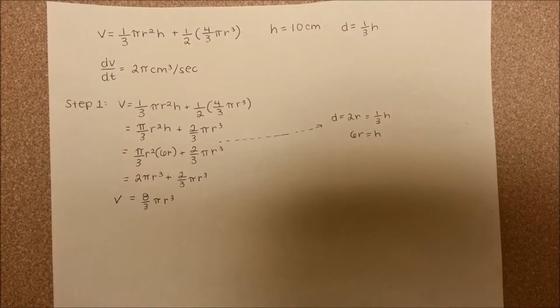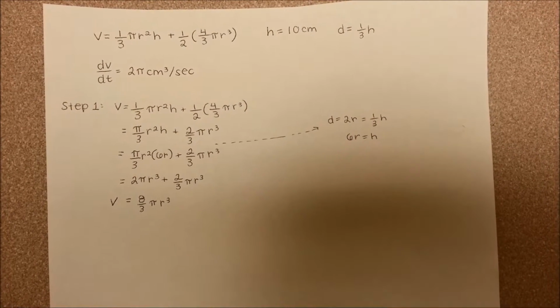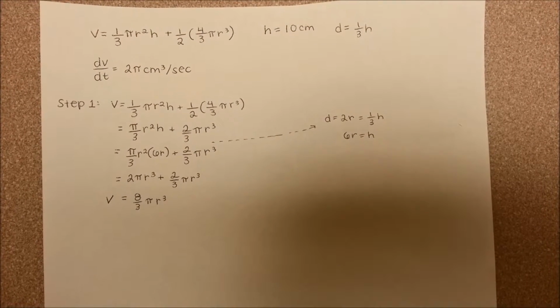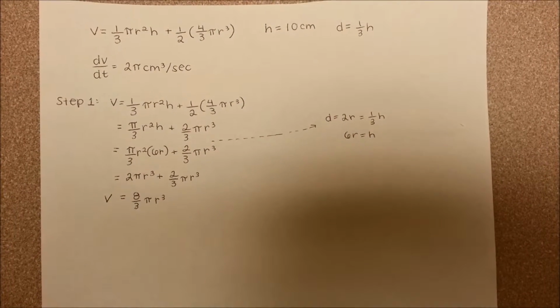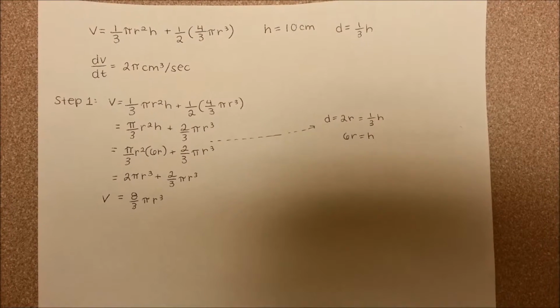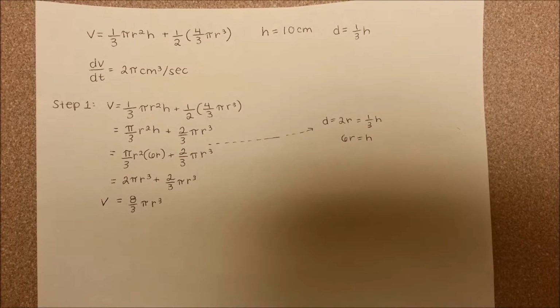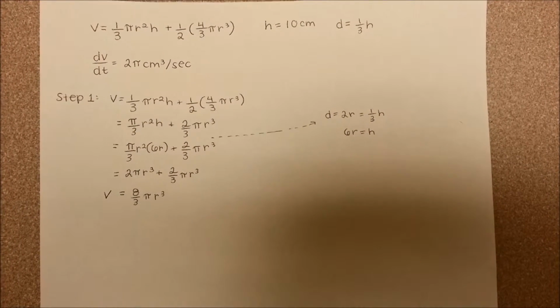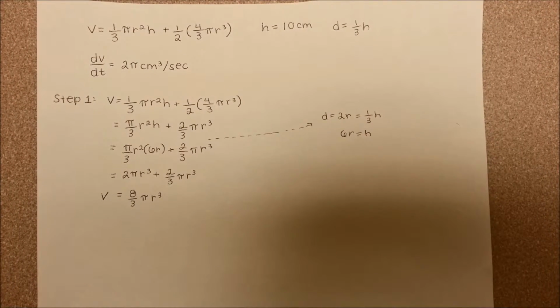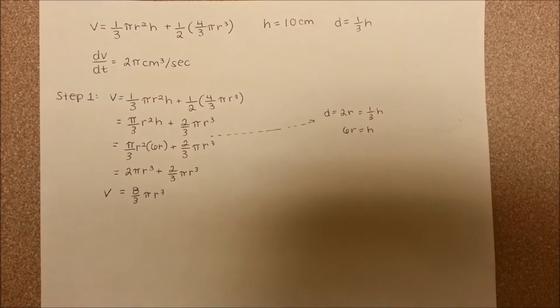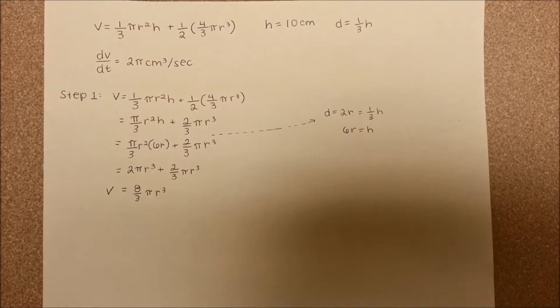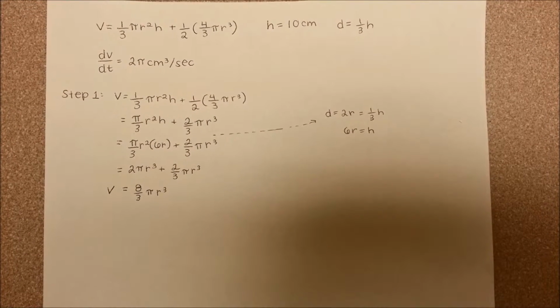So first we're going to condense the volume formula. The first step we would do is multiply the sphere formula by 1/2, which would give us pi over 3 times r squared times h plus 2/3 pi times r cubed. Now, since we have two variables, we need to express the height in terms of radius. So since the diameter equals 2r, which equals 1/3 h, then h equals 6r.